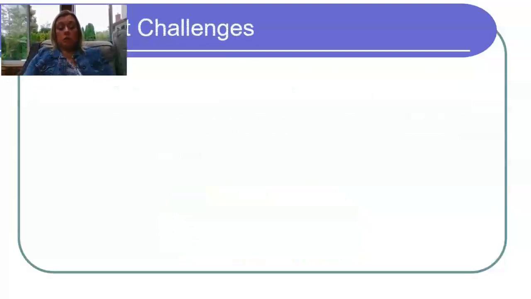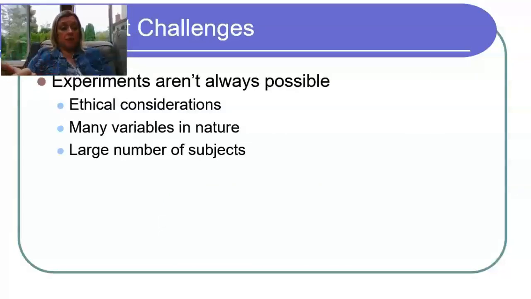So some challenges to experiments are ethical considerations. We can't always test things on humans because it's not safe. There are a lot of variables out in nature, so we think we're looking at why something's happening, and we don't realize that it's because of a variable we're not even taking into account. Also, to make sure that a scientific experiment is valid, you want to make sure you do it on a lot of different subjects. So there might not be enough subjects to make your experiment valid. If you do an experiment on 3 people and there's 7 billion on the planet, you're not going to be able to test all 7 billion.